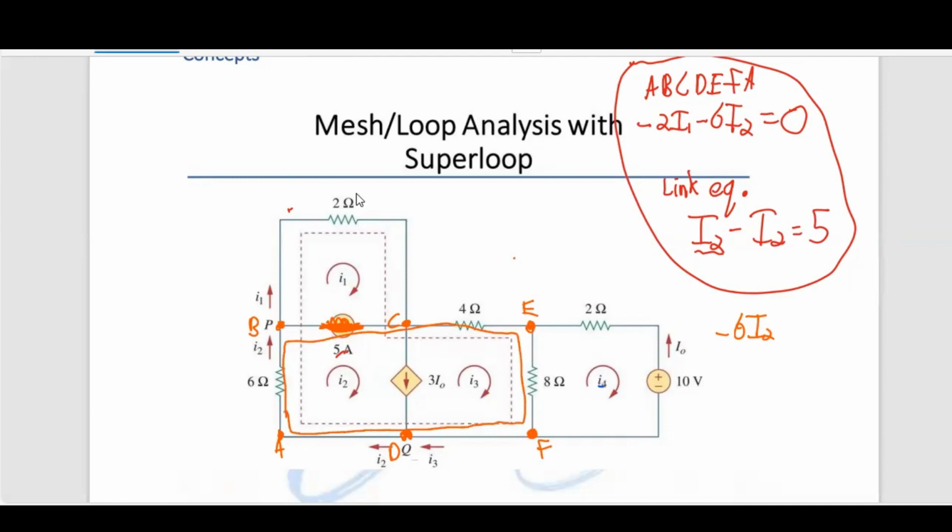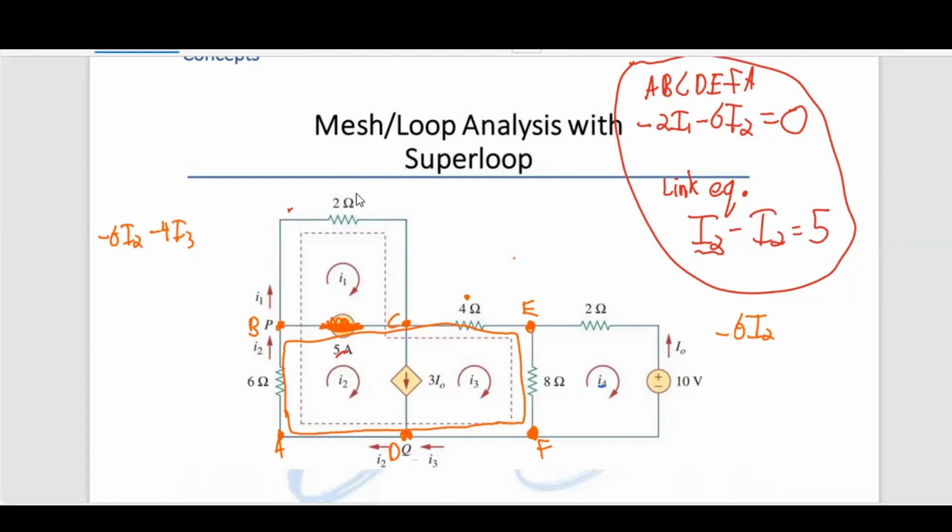And back. Super loop. I'll do it on the left hand side. If I do it for I3, that's like normal. So I go in A to B, so it'll be minus 6 I2. Going through here, now we have I4 here. So I4 is in the I3 loop. So it'll be minus 4 I3. All right, then you're going down here.